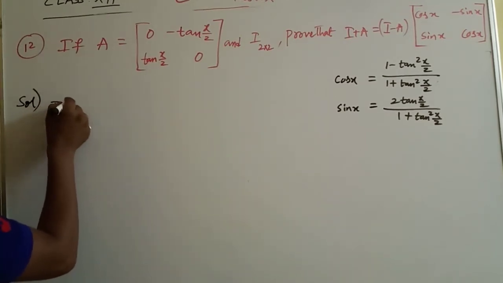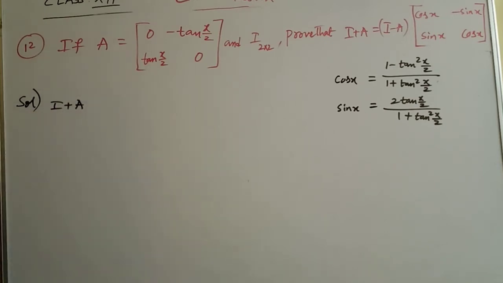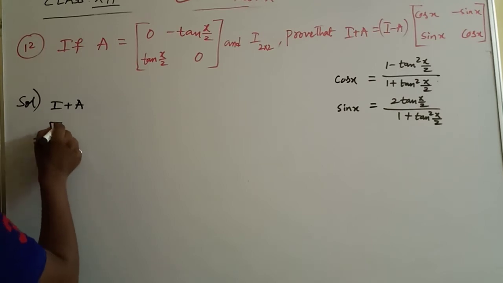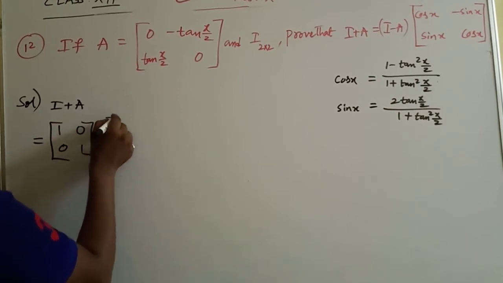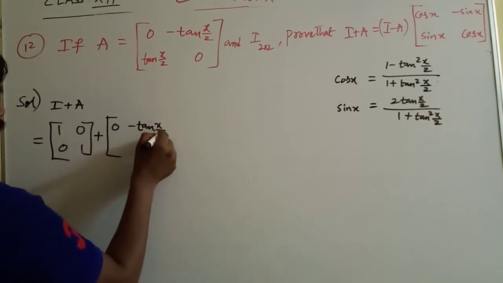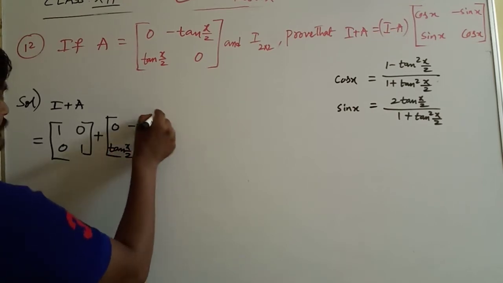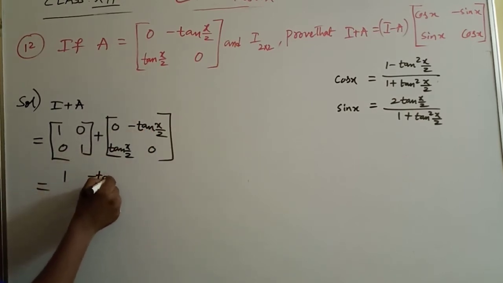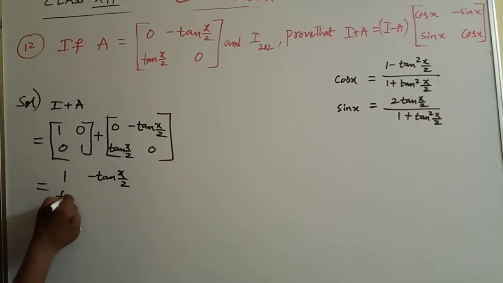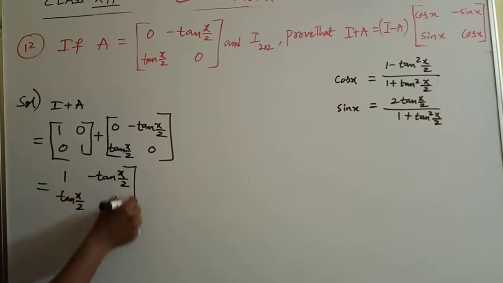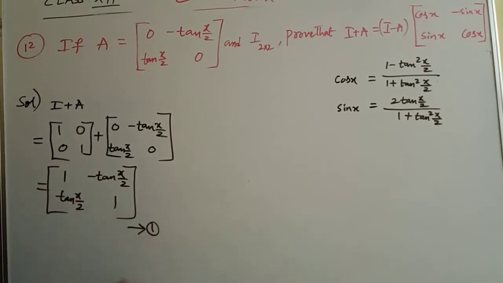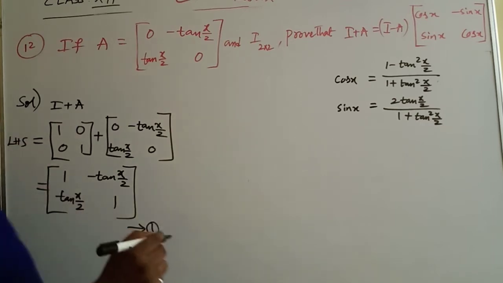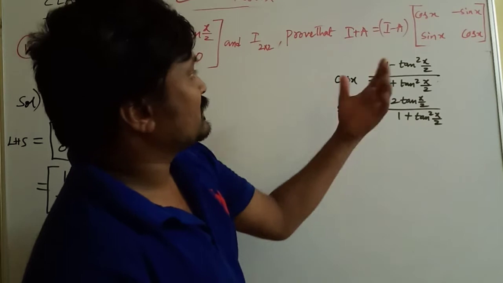The first one, it is I plus A. Anyhow, I minus A I will find later. Let me solve this I plus A first. So what is I here? 2 by 2 matrix means [1 0; 0 1] plus what is your A here? [0 minus tan x upon 2; tan x upon 2 0]. So then when you add this, 1 plus 0 is 1, 0 minus tan x upon 2 means minus tan x upon 2, 0 plus tan x upon 2 means tan x upon 2, 1 plus 0 is nothing but 1. This is your equation number 1. And now we need to go for this RHS part, and this is your LHS part. And now RHS also let me solve, and then you can understand how to solve this.